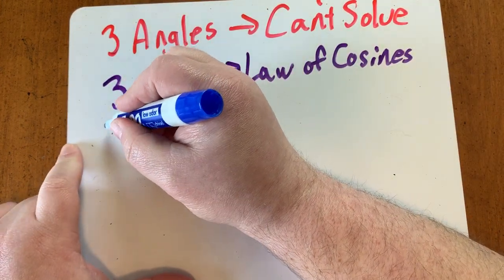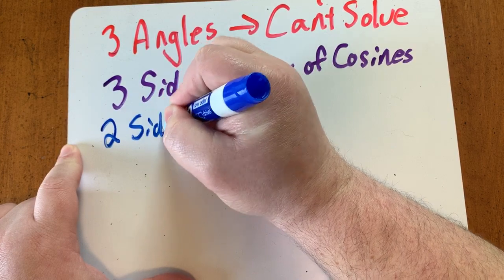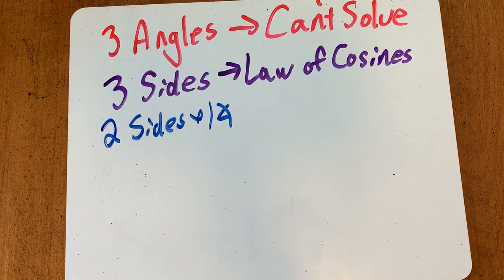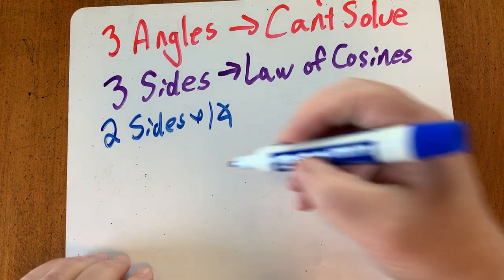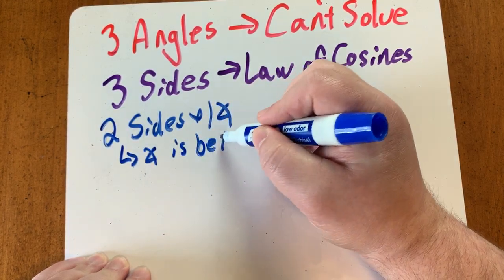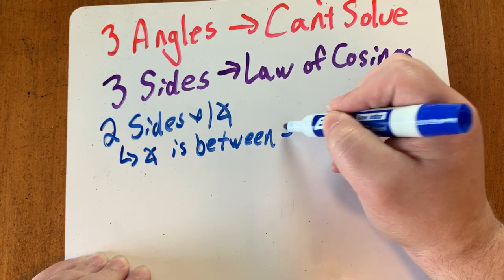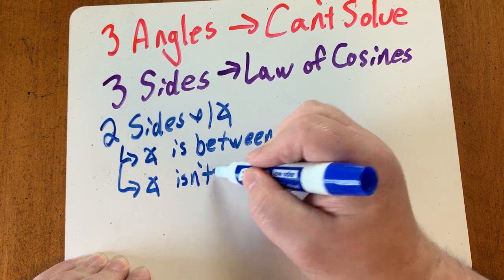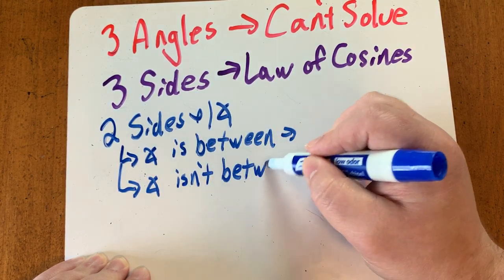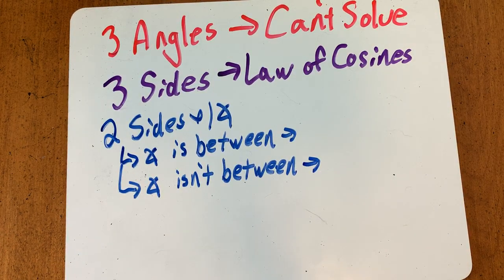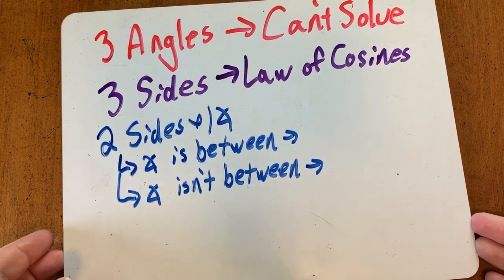What if you only know two of the sides and one angle? Well, there's two cases for this. The angle is between the two sides, or the angle isn't between the two sides. So there's two cases for each. So let's take a look at the first one, when the angle is between the two sides.